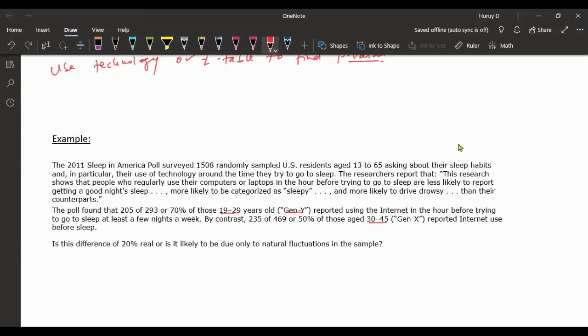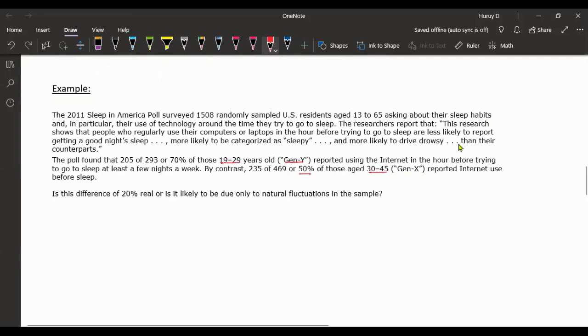So here, 70% from Generation Y, from this age, which is 205 out of 293, said yes. And from Generation X, it's only 50%. Now let's look at how to write the numbers. I have here X1, which means the number of people who said yes from group 1. Now this X is not the X that we were using when we find the mean.